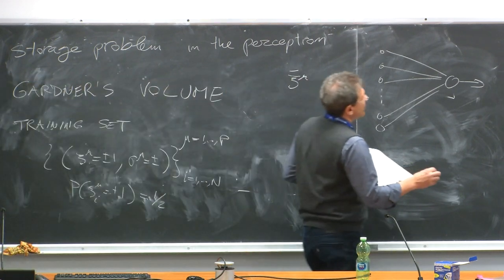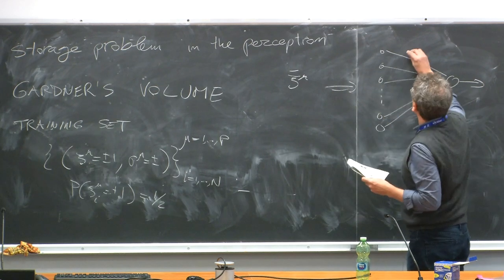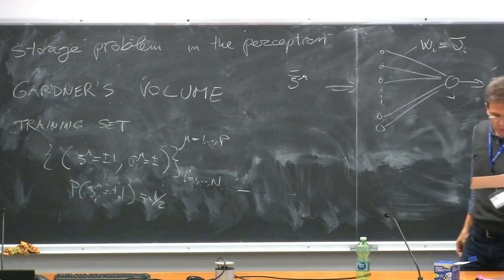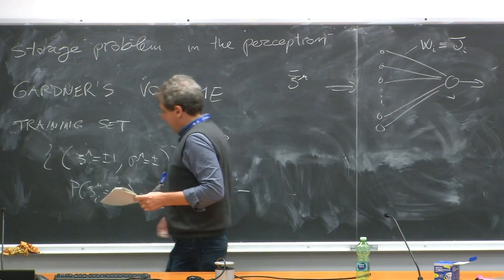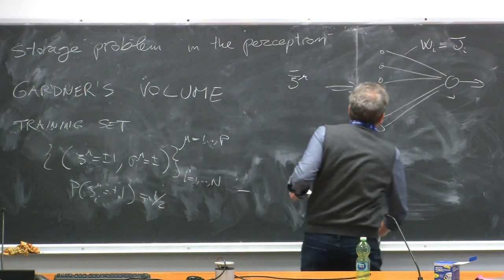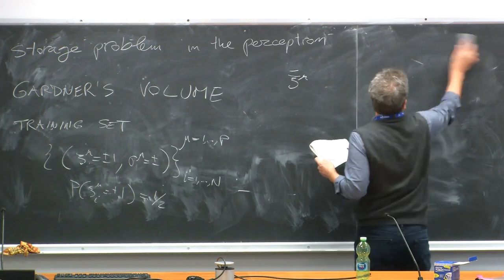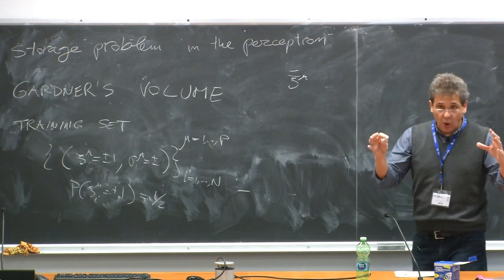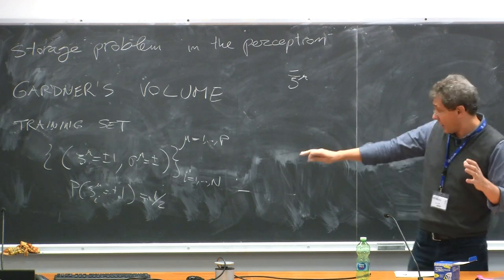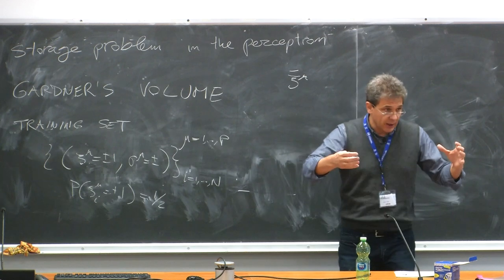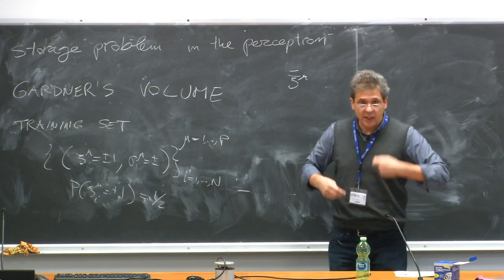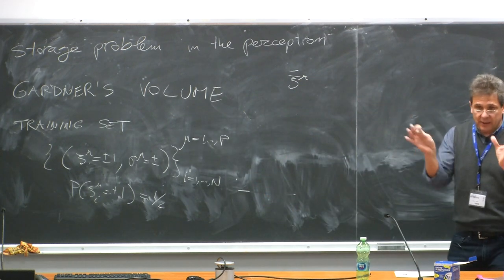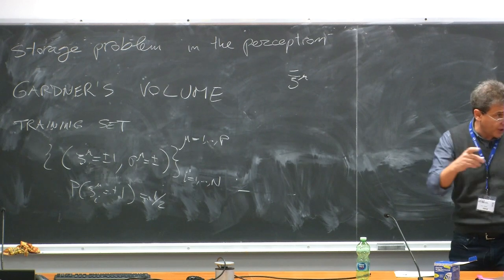Good. So since this is a calculation coming from physics, I will call the weights J's, just because this is what you find in the literature. And so what we want to compute is how the volume of the weights that correctly classify all the patterns changes as we increase the number of stored patterns. So we give more and more patterns, and the volume in the weight space that correctly classifies these patterns is going to shrink.